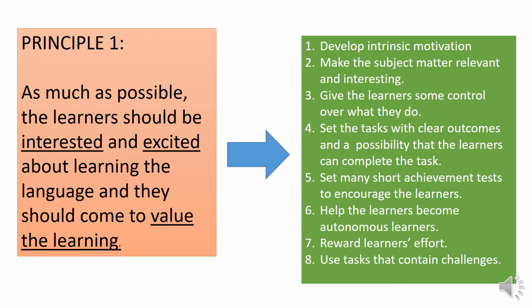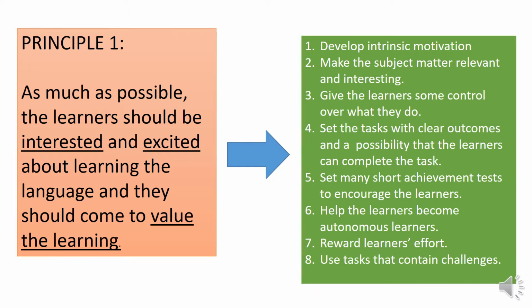Motivation can be divided into two. The first is intrinsic motivation, and the second one is extrinsic motivations. Intrinsic, for examples, you learn English because you want to be successful in the future, because English mastery is showing you that you are a capable person, for examples. This is intrinsic motivations. Number two, you can, as teachers, make the subject matter relevant and interesting. Okay, so it should be relevant and interesting.